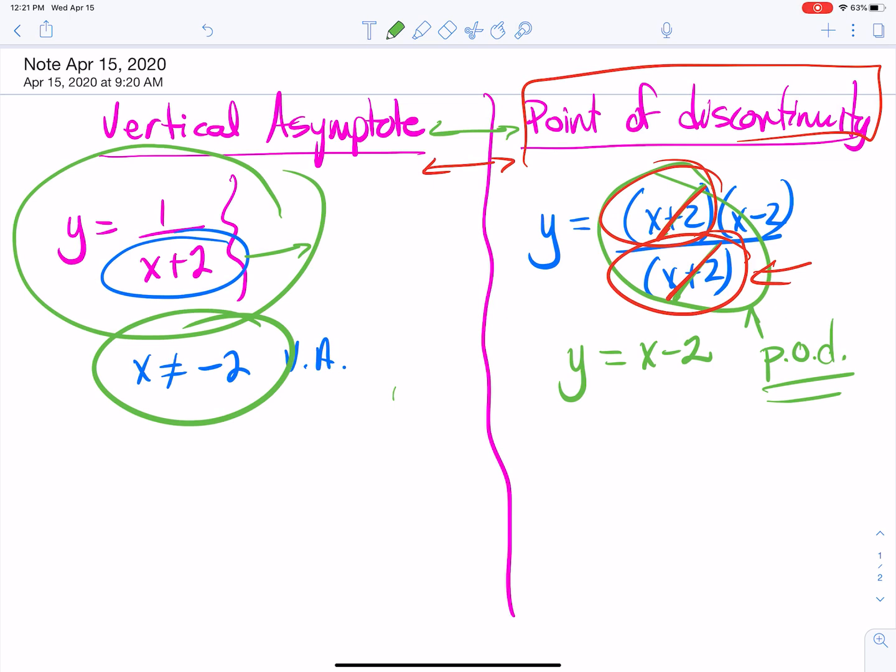But in the second example, you see that we have this factor here that simplifies with this factor here, so we end up with an equation like that. When these two factors simplify, that's what creates a point of discontinuity.